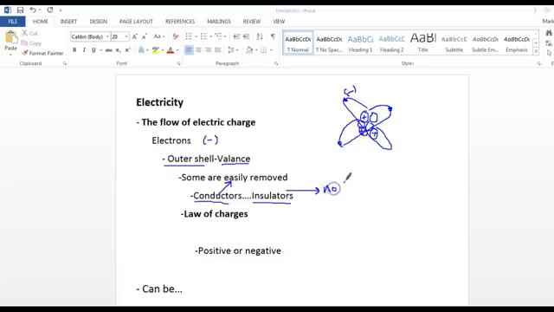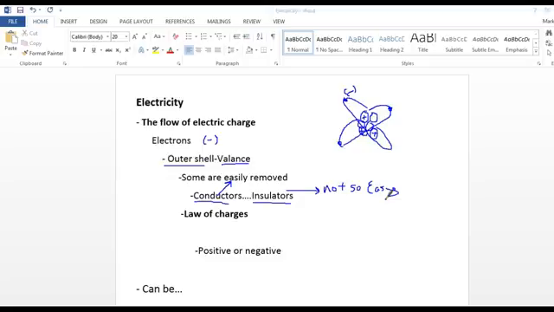So we'll put that in. And really with insulators, the electrons are not going to be removed. The configuration of the atom doesn't allow those outer electrons to be removed. The nucleus just has so strong of a pull on them.